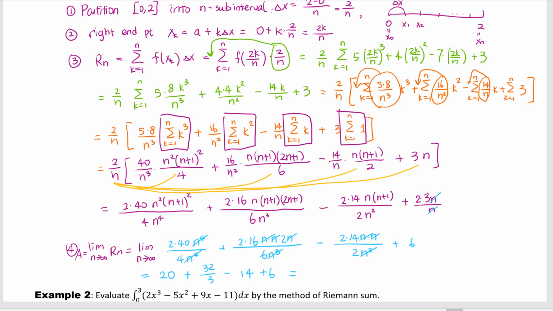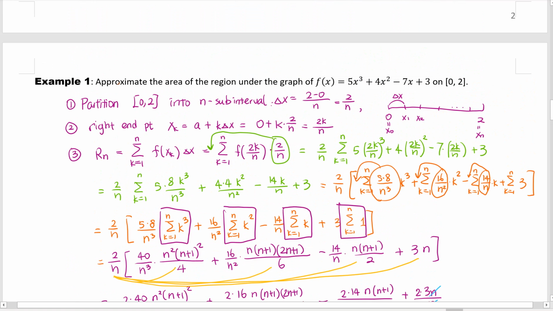20 plus 32 divided by 3 minus 14 plus 6. The answer equals 68 over 3. Okay, if you want to use decimal, that's approximately 22.66666, so 6 repeated. So far, so good. So that is the area under this polynomial on the interval from 0 to 2.